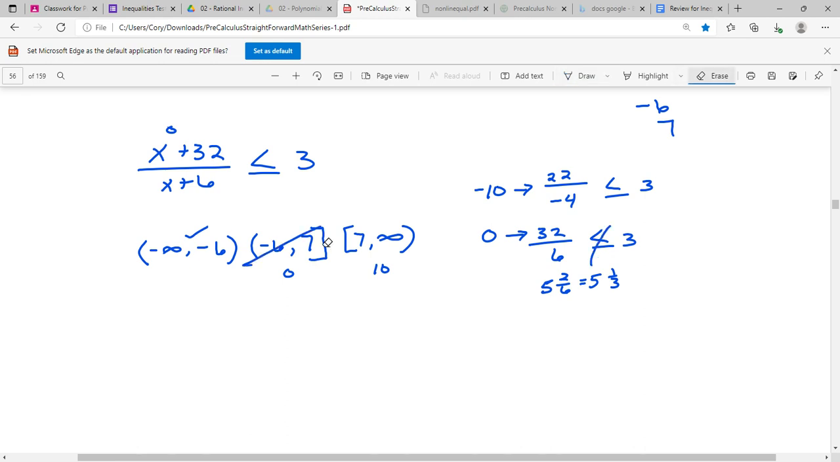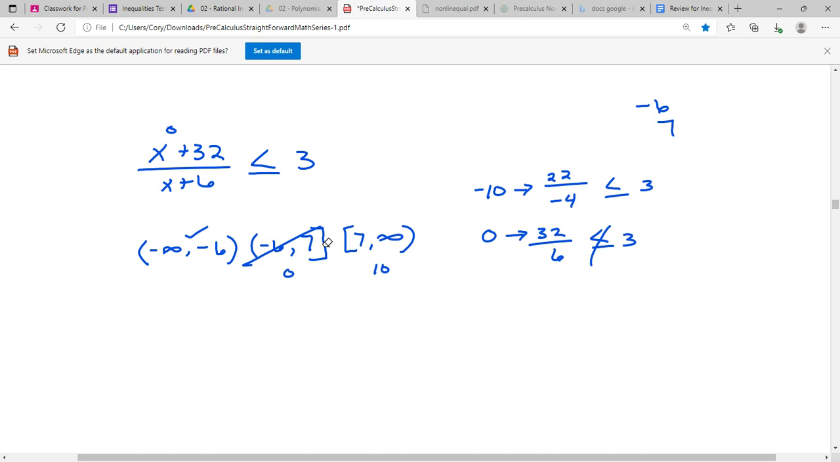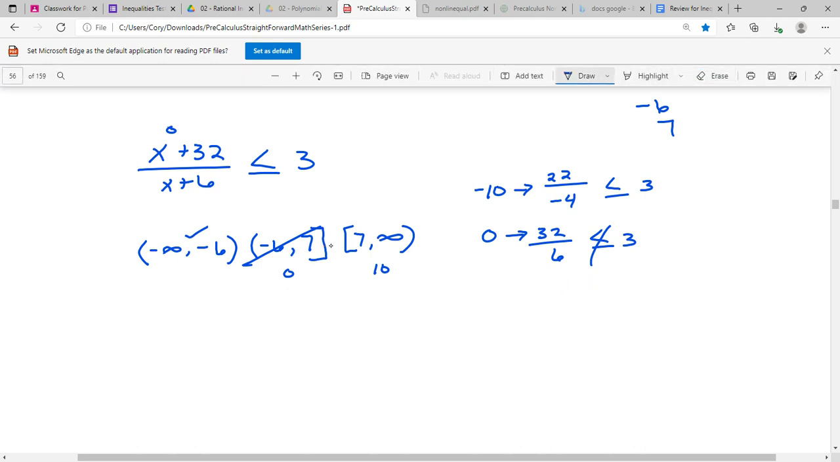And the last one we have to check is the number 10. So I'm going to put 10 in here. 10 plus 32 would be 42. And then 10 plus 6 would be 16. Is that less than or equal to 3? Let's see, 16 times 2 would be 32. So that would be 2 and 10/16. Yes, that is less than 3, so that one checks out.